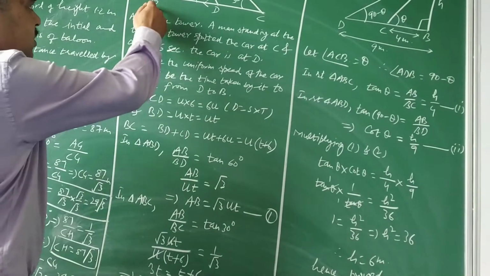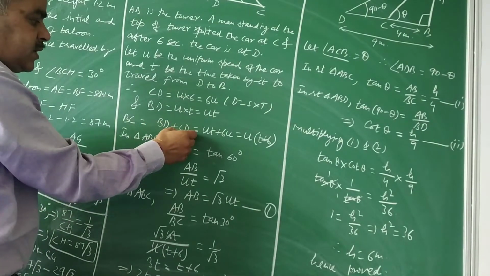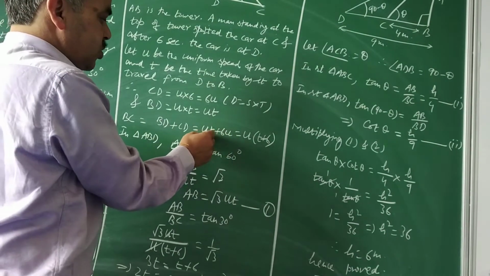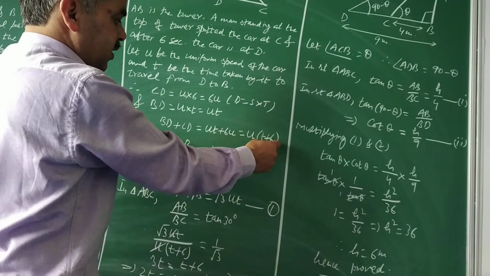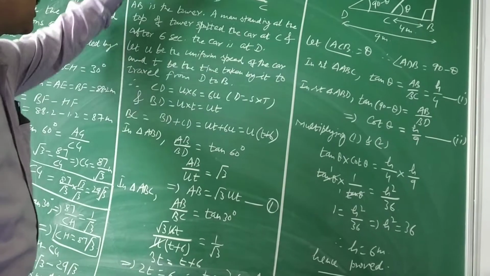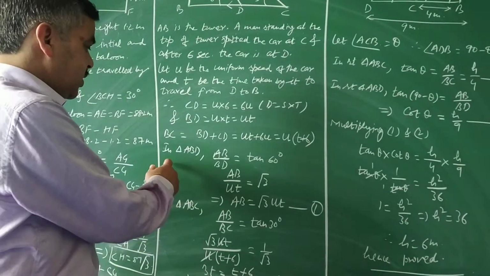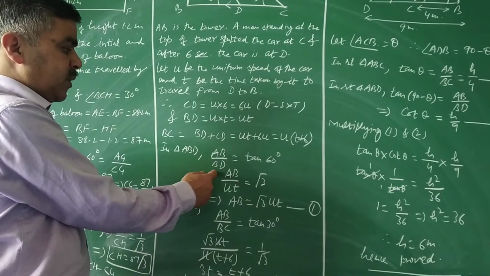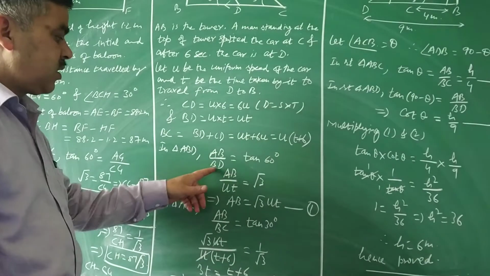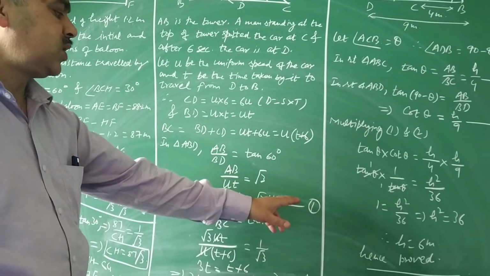So the total distance, then I will study this triangle, BC, will be equal to BD plus CD. So UT plus 6U. U can be taken common, and inside the bracket it will be T plus 6. Now you study the triangles turn-wise, first ABD and then ABC. So in triangle ABD we get perpendicular upon base is tangent 60. AB upon UT is equal to root 3. So AB will be equal to root 3 into UT.